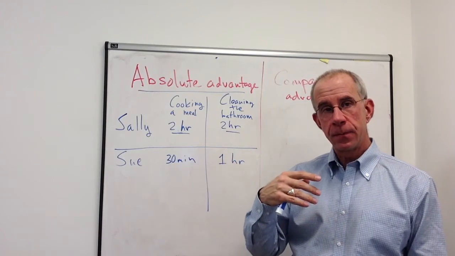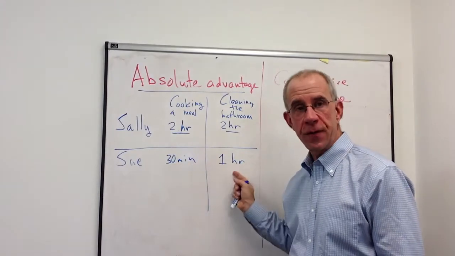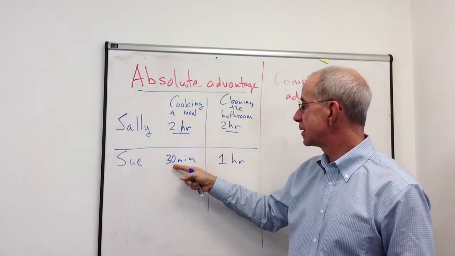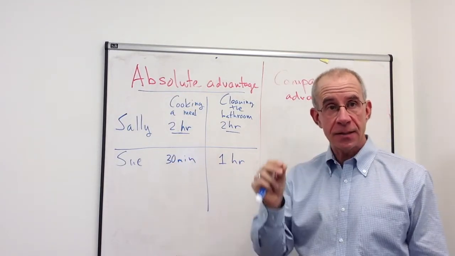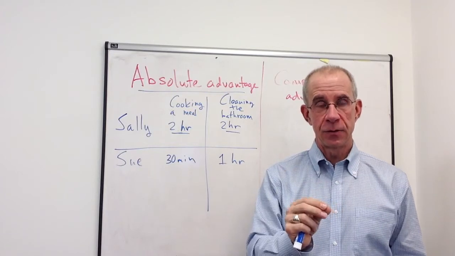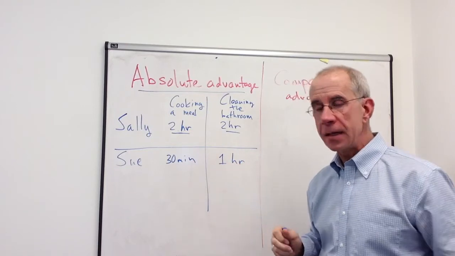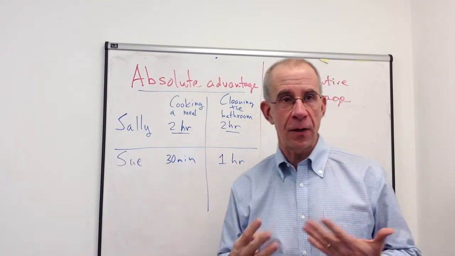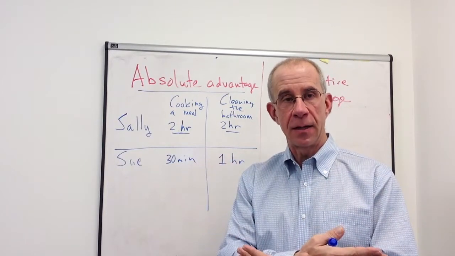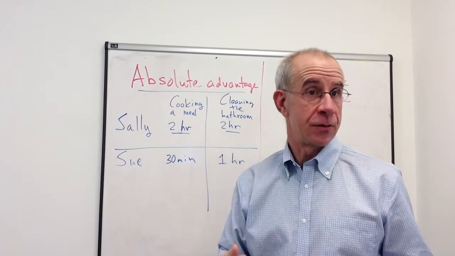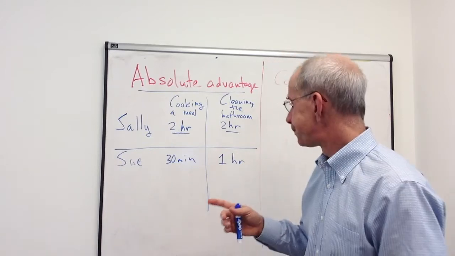So from a basic resource view, Sue is more efficient at both. It takes her less time to cook the meal. It takes her less time to clean the bathroom. She has the absolute advantage in undertaking both activities. Now the question is: are there any ways that these two can specialize and actually do more with a limited amount of time?